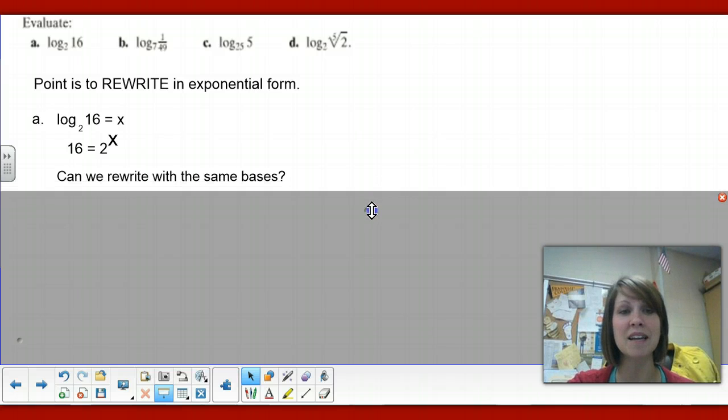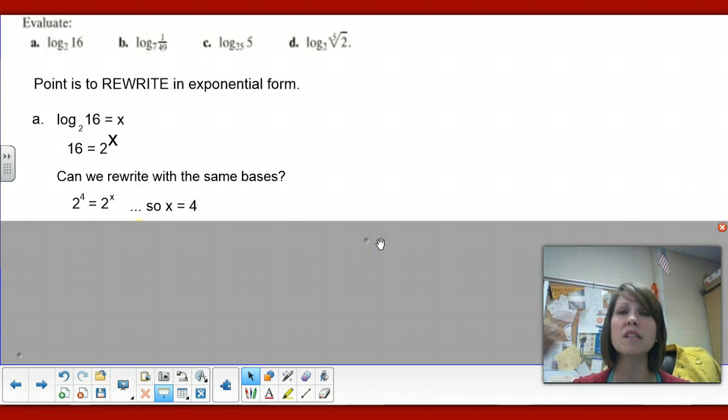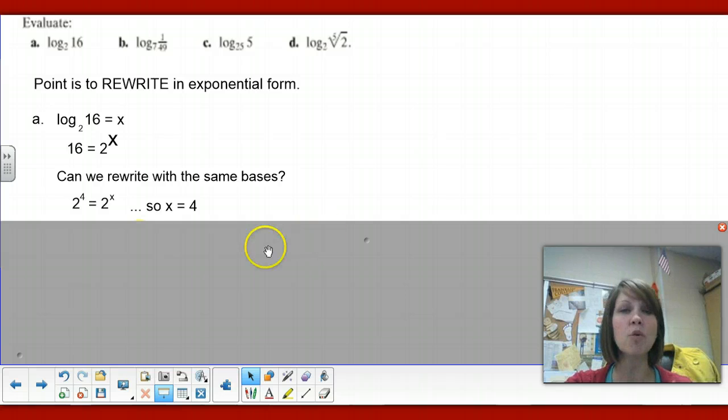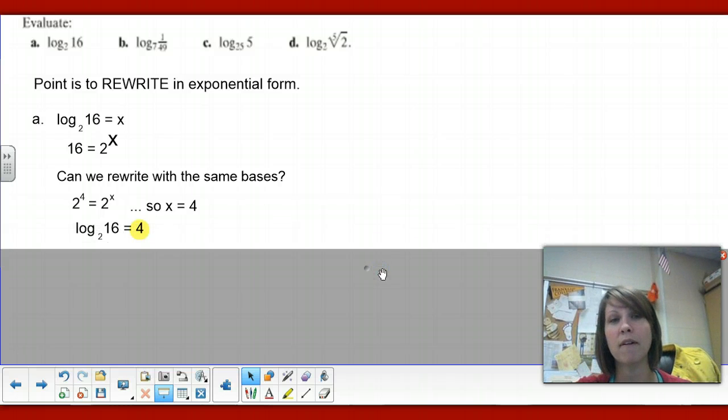All right, so 16 is actually 2 to the 4th power. Okay, we know 16 is 4 to the 2nd power, but if we wrote this as 4 to the 2nd, we wouldn't have the bases matching. We need to think about it as 2 to the 4th. So if we say that 16 is 2 to the 4th, and that equals 2 to the x, then for these to be equal, the x has to be 4. So going back to the original thing, if x is 4, then that means that the log of 16 base 2 is equal to 4.